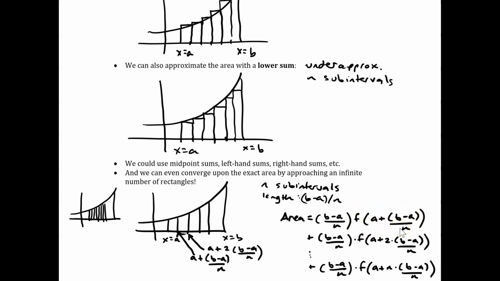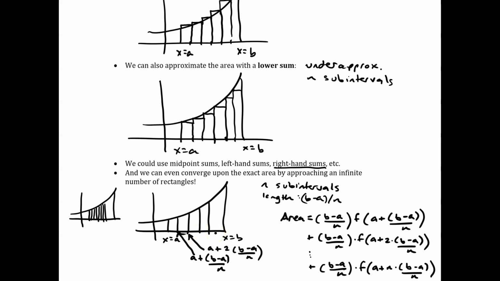Well, what we ultimately use, at least in the formula that I'm giving you right now, is a right-hand sum for coming up with this formula. And so the rightmost endpoint of this first interval would be a plus the length of the interval. So a plus b minus a over n. The rightmost endpoint of the second interval would be a plus 2 times those subinterval lengths. So 2 times b minus a over n. The right endpoint here would be a plus 3 times b minus a over n, and that goes on and on and on.